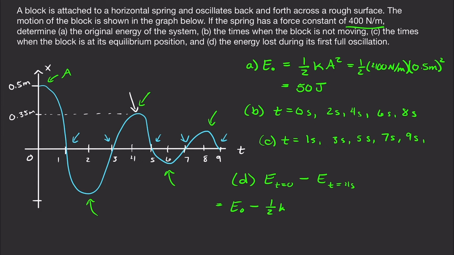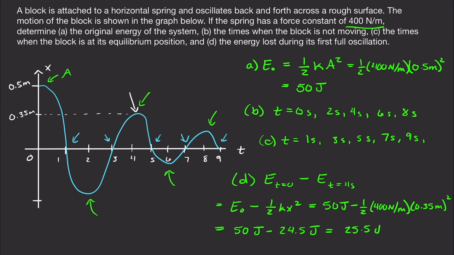So this is 1/2 k x squared, where x is the amplitude at 4 seconds. So this will be 50 joules minus 1/2 times 400 newtons per meter times our amplitude at that point, or 0.35 meters, squared. So this will give us 50 minus 24.5, or the difference is 25.5 joules.